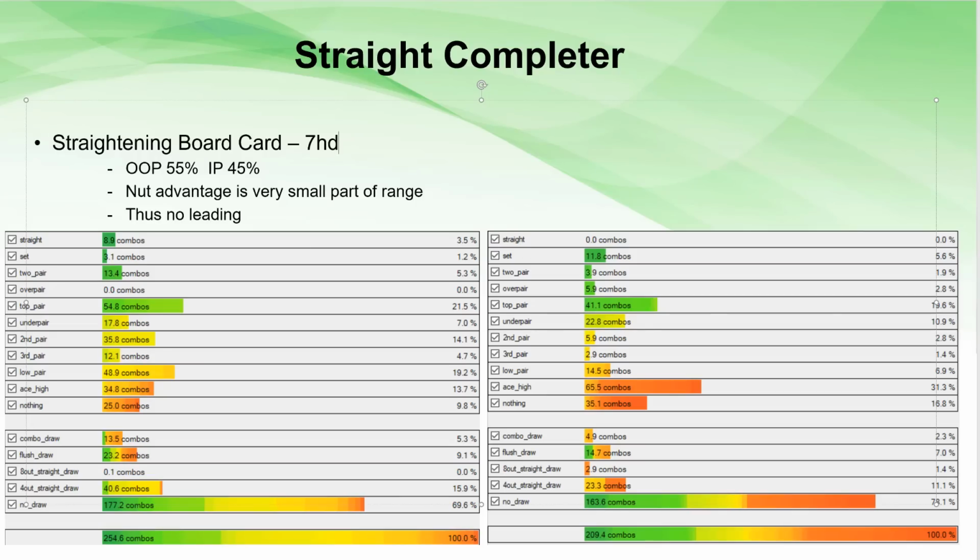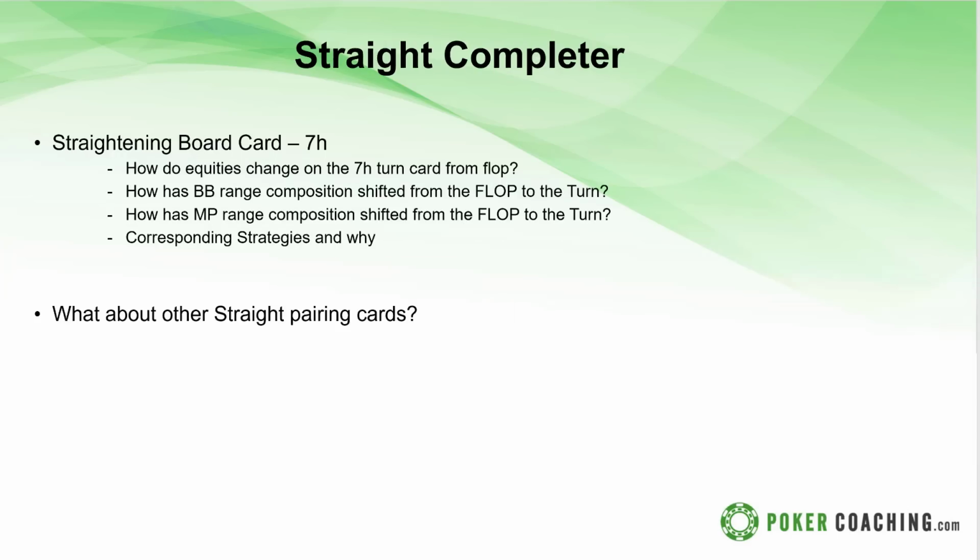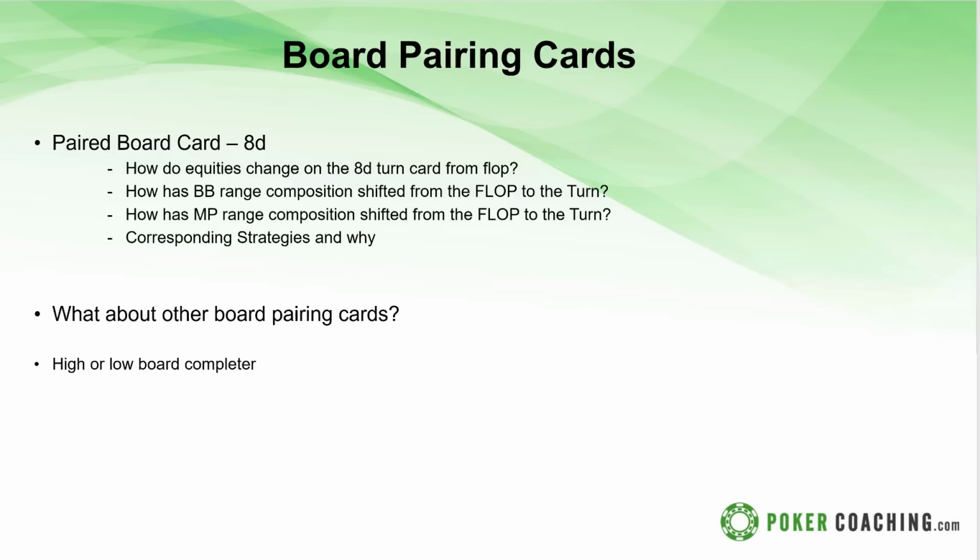And now we'll look at the last example before the summary, and I think the summary will help get all the points together that I'm trying to make. So this is the last point. The paired board card, the 8 of diamonds. How do equities change on the 8 of diamonds turn card from the flop?